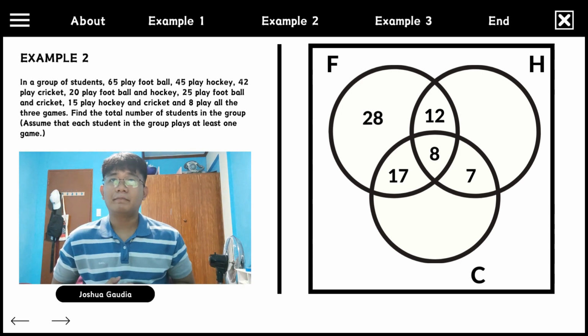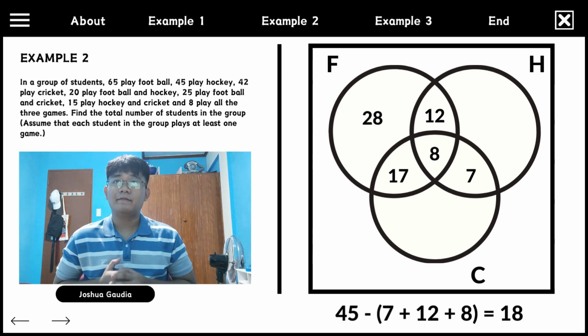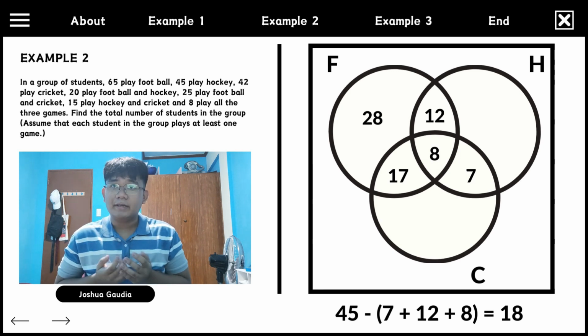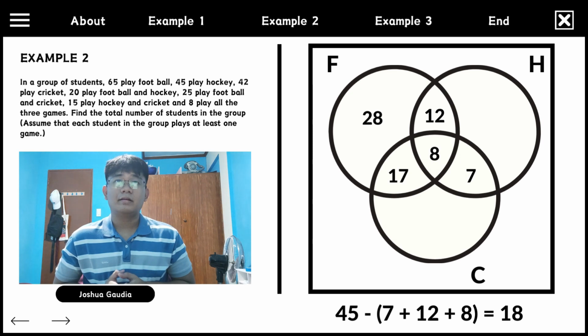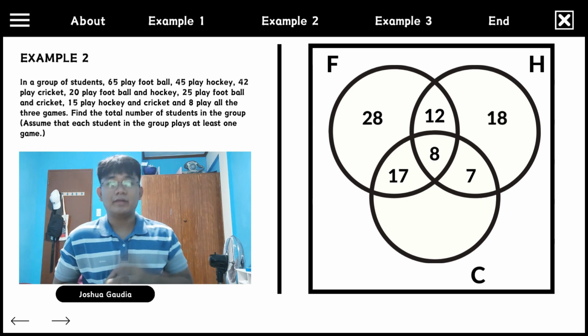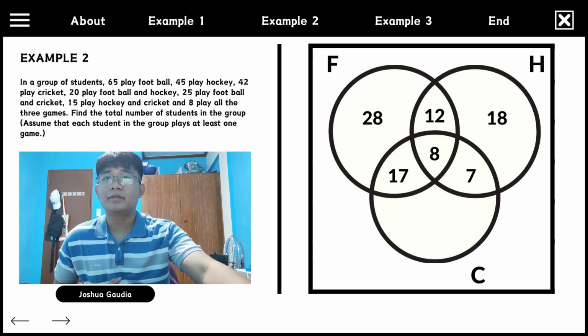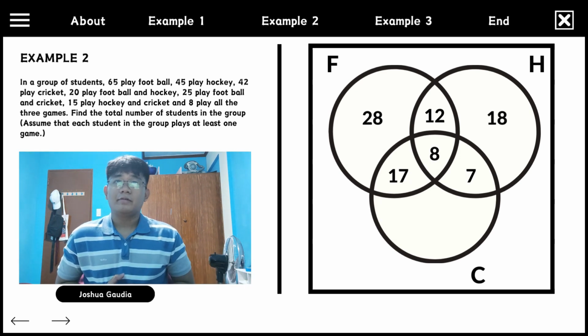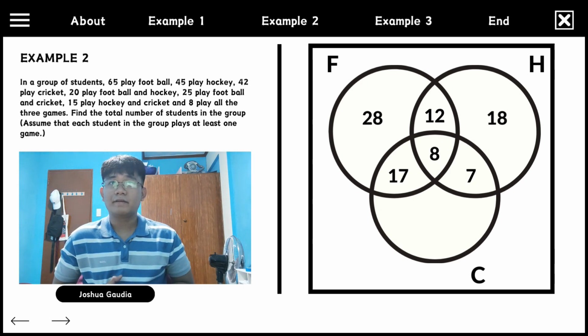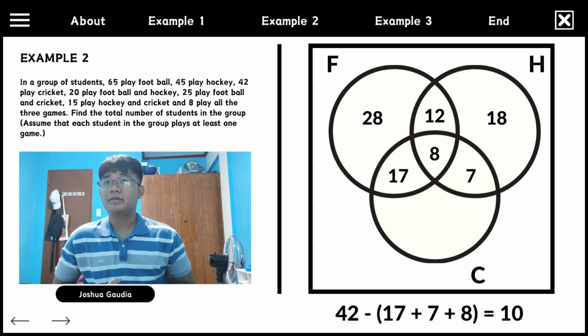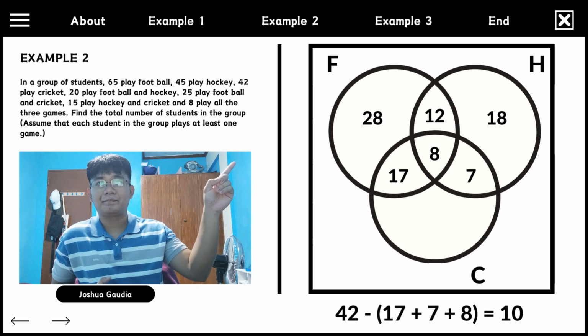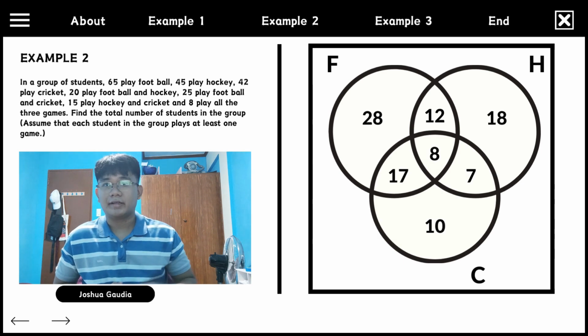Now, let's look at the number of students that play hockey only. It should be 45, but again, we already have 12, 8, and 7 in the H circle. Just like what we did earlier, we add them all up first and then subtract, so that's 45 minus 27, which would simplify to 18. 18 students only play hockey. Then there are 42 who play cricket. Again, we already have 17, 8, and 7 within the C circle. So 42 minus 32 is equal to 10. So 10 students only play cricket.